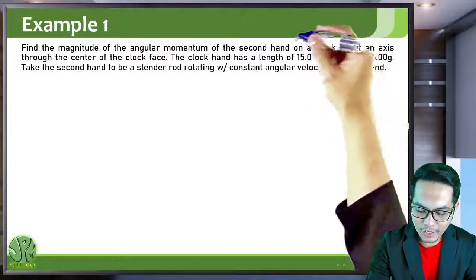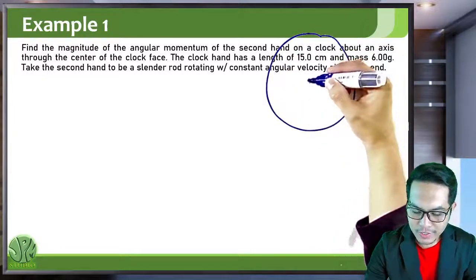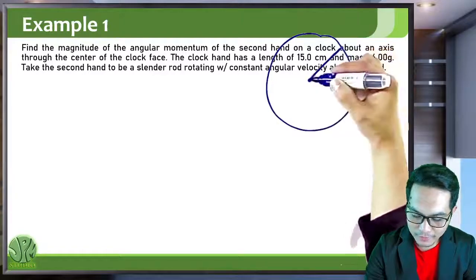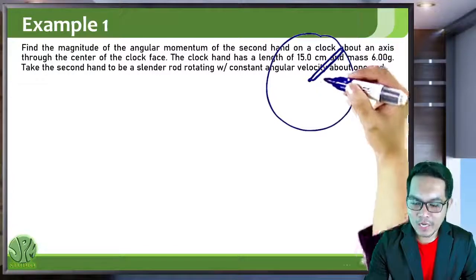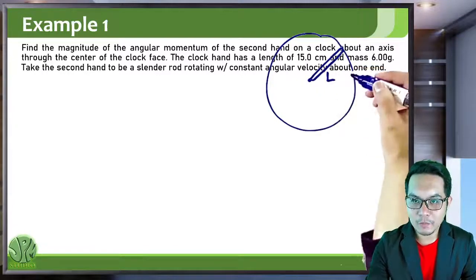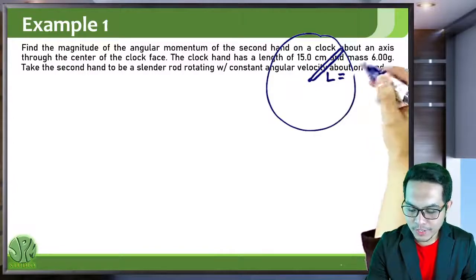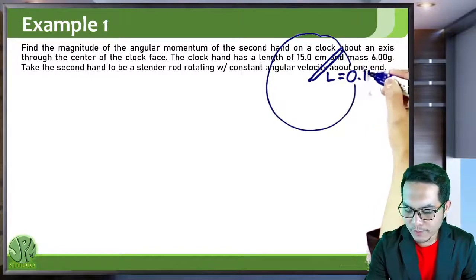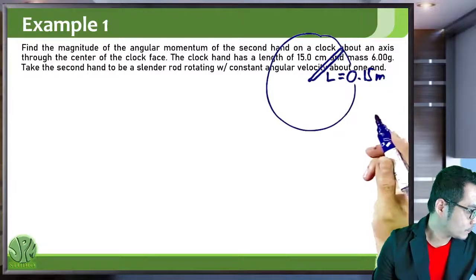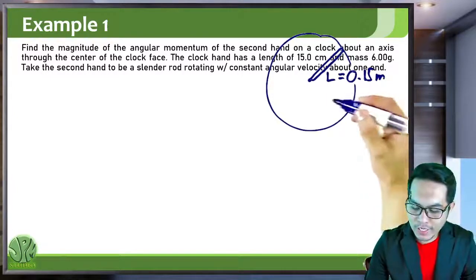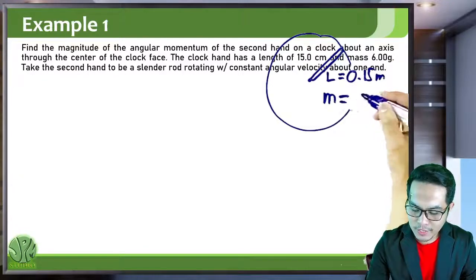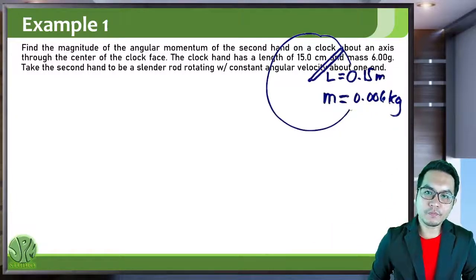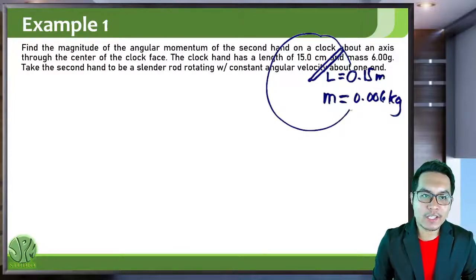So we have a clock, and this is the axis of rotation. This is the second hand of the clock. It has a length L, which is 15 centimeters, or in standard units, 0.15 meters. And its mass is 6 grams, or in standard units, 0.006 kilograms.